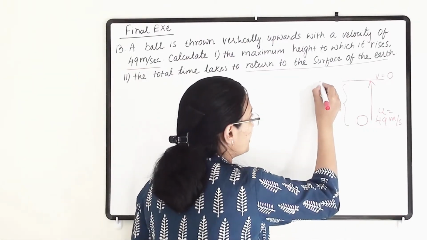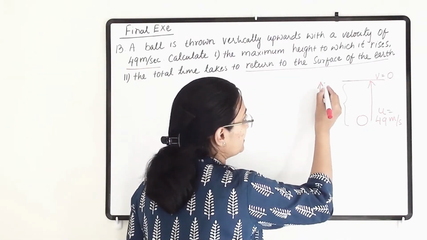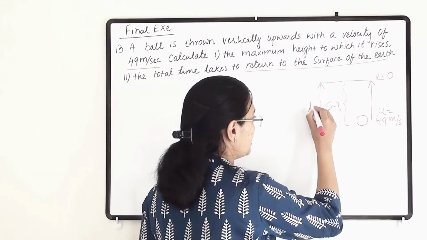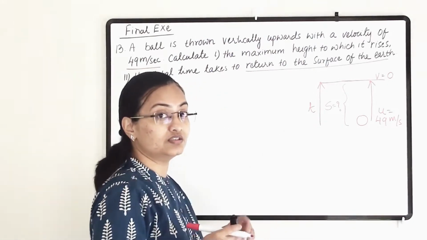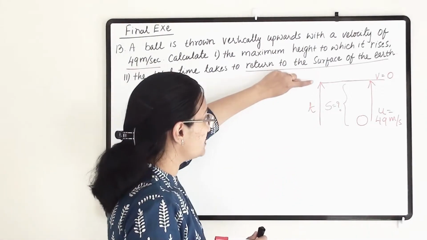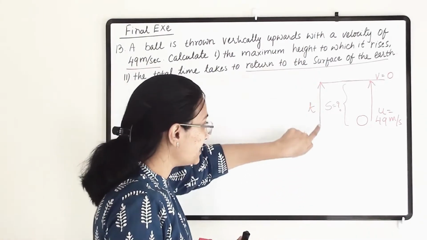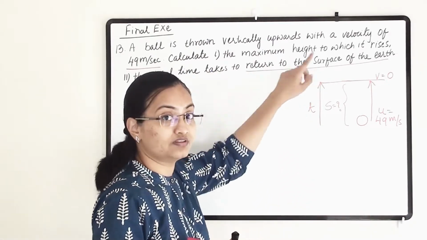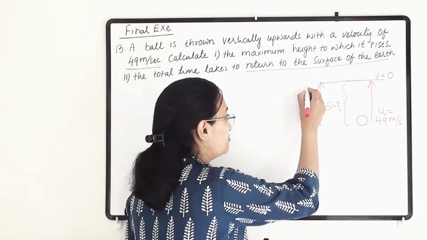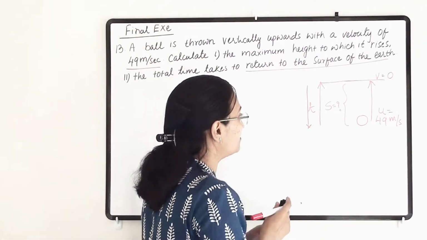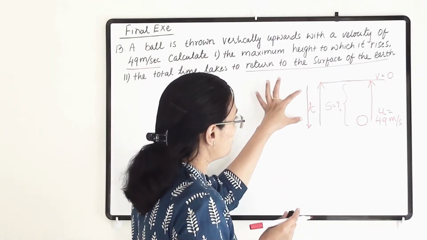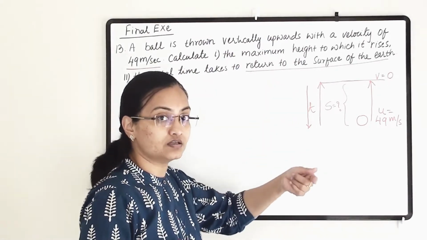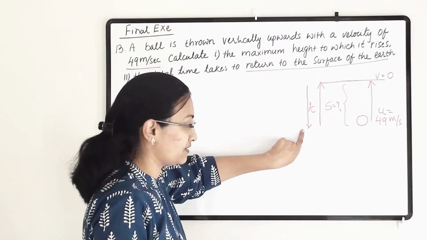Usually we calculate only the time it takes to reach the top. Here we have to calculate the time by which it reaches the top and then again comes back to the earth. So return to the surface of the earth, that we also have to find out. That means whatever time we get here, we will multiply by 2, or add the same time one more time, and we will get this time.